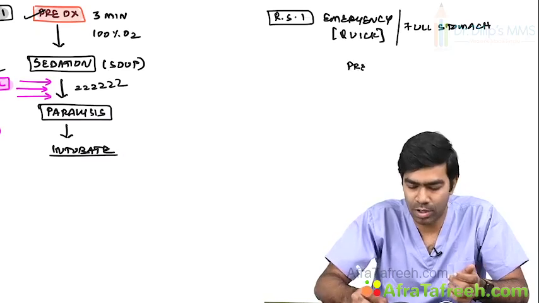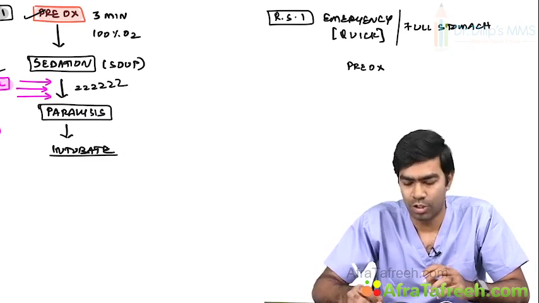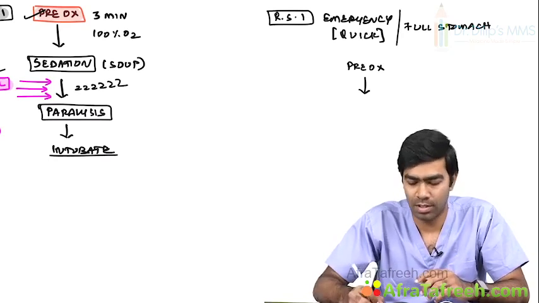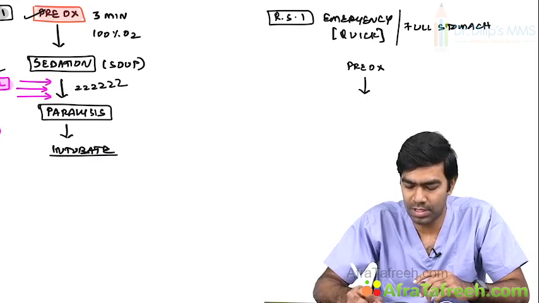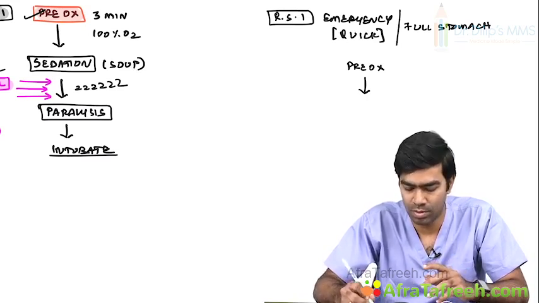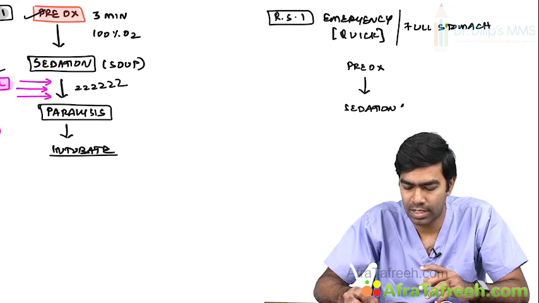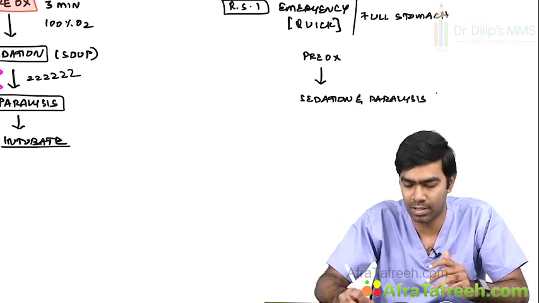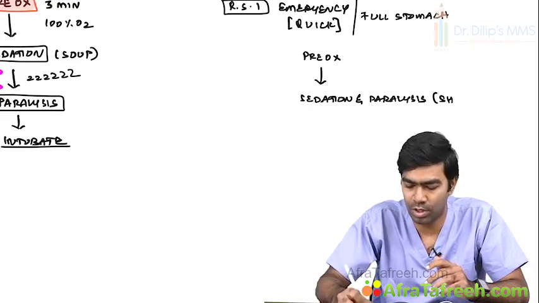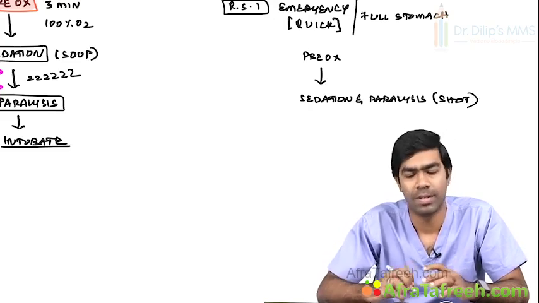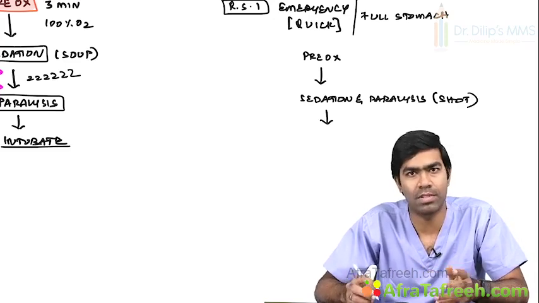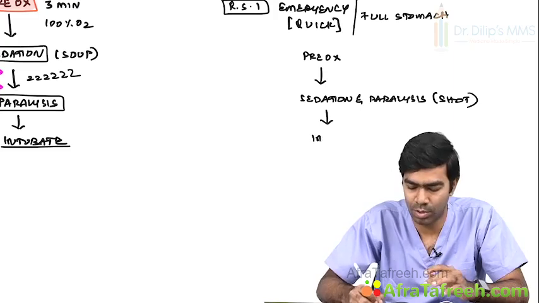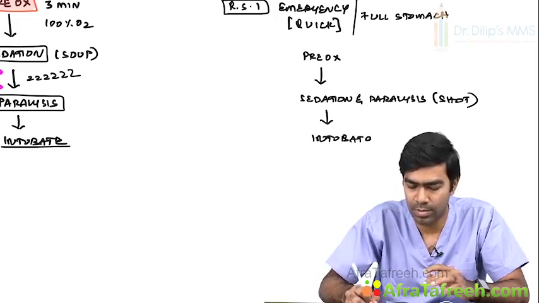So what is the idea here? Obviously they will do the pre-ox, there's no doubt about that. Once you have done the pre-oxygenation, the emergency physician or critical care physician is going to sedate and paralyze the patient at a single shot. Sedation and paralysis in a single bolus. You don't have time here to wait slowly to give a sedation followed by a paralysis. You're going to give one single shot of sedation and paralysis. Once the patient is asleep and paralyzed simultaneously, you put the tube in and intubate the patient.